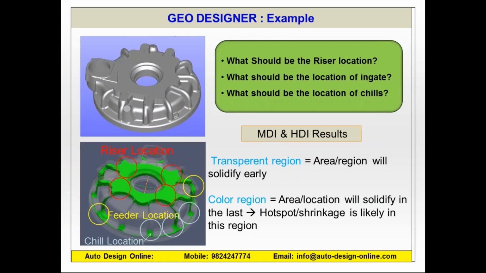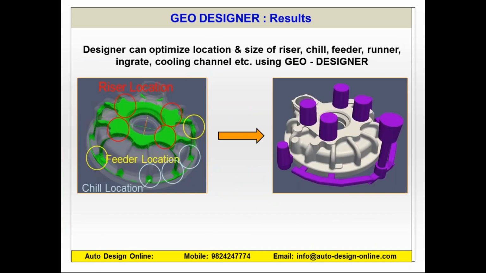What else we can do here is that earlier we did not know anything about this part, but now we can all agree that yes, we will require a riser on this top side, we will require the feeder on these two sides, and then we will require chills for these locations, which will help them solidify earlier. So within a few minutes we are able to identify this using this tool. Geo Designer is an upfront DFM tool.